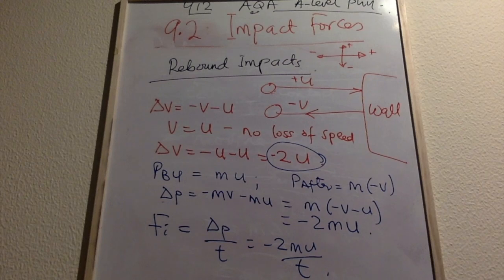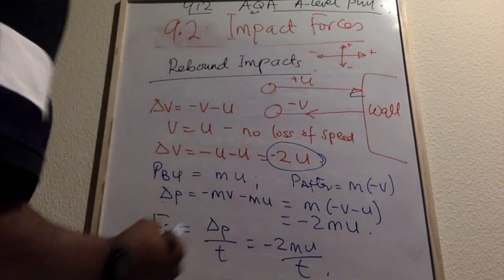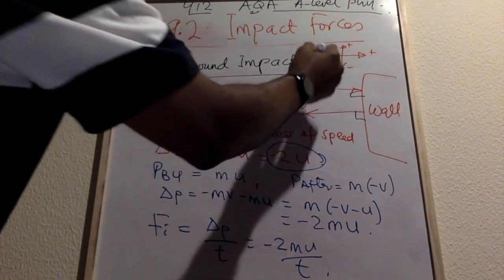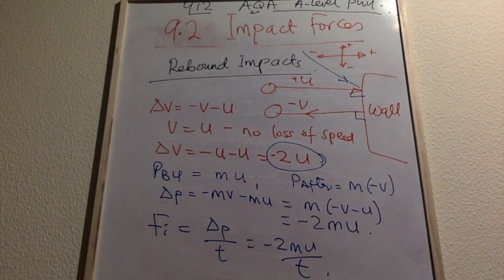So let's stop here, because in the second scenario we'll be looking at a case where the ball is hitting the wall at an angle, which is called an oblique impact, rather than hitting it at 90 degrees. If you look at this scenario, it's actually hitting the wall at 90 degrees. So the next scenario will be, what if the ball is hitting the wall at an angle? And that will be looked at in our next video clip.